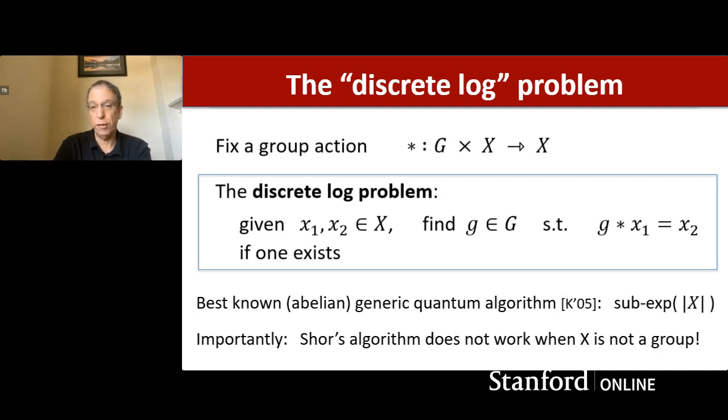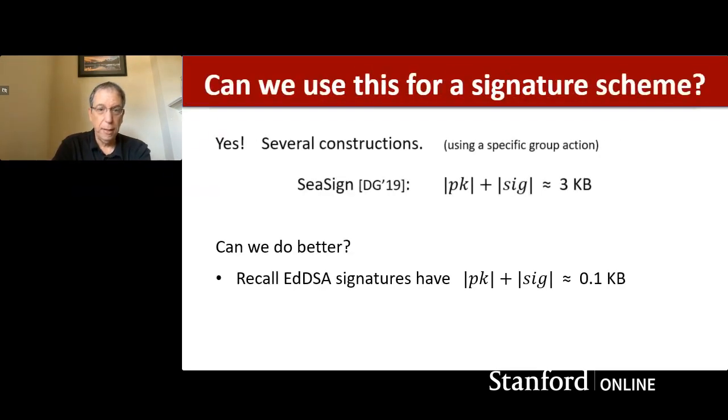Great. So the question is, can we use these schemes to build short digital signatures? And the answer is yes. There are lots of constructions that use group actions to build short signatures. One example that's very elegant is called cSign. I linked to the paper here. It's a paper from 2019. And it turns out the public key plus signature size is about 3 kilobytes long.